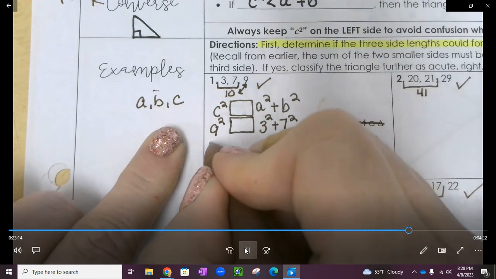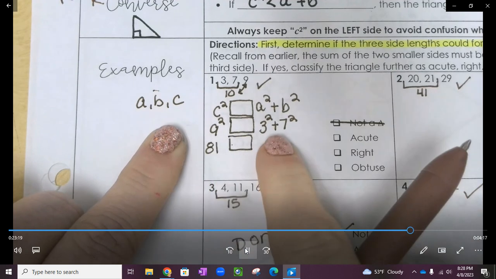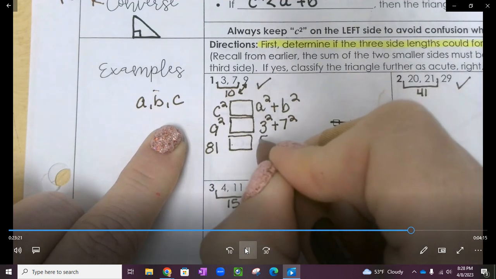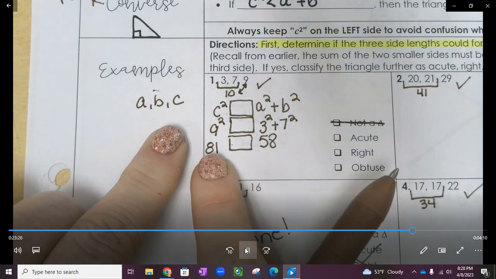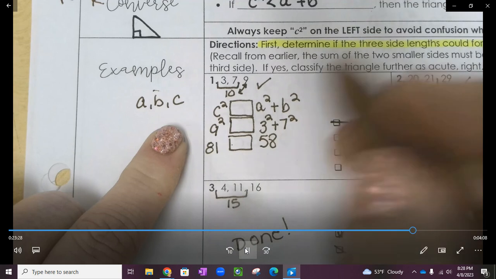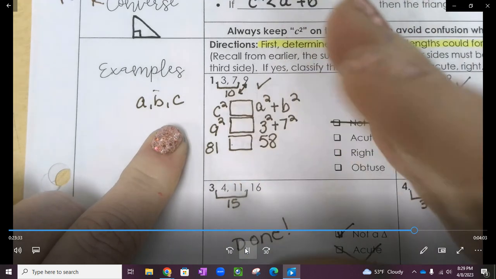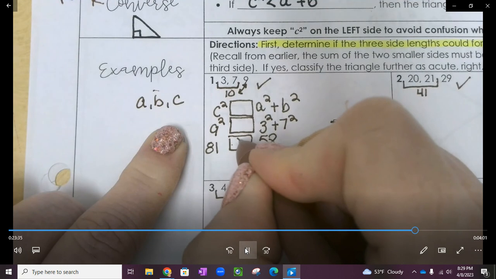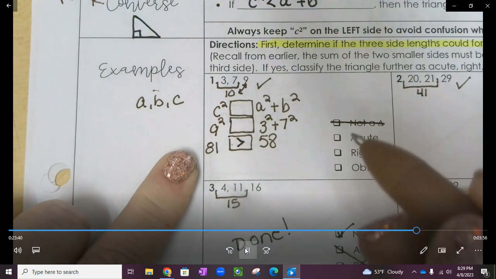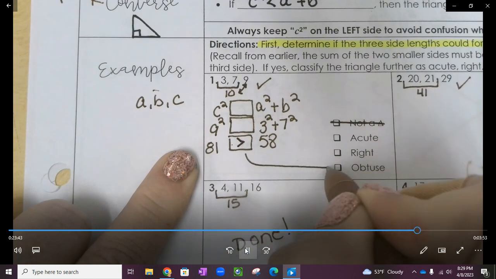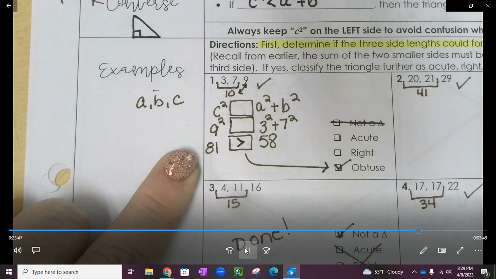For example, this is 81. And if you put this in your calculator, this gives you 58. Well, is 81 equal to 58? No. Is 81 bigger than 58? Remember, when you put the greater than or less than, it points to the smaller one. The Pac-Man mouth eats the bigger one. So 81 is greater than 58. Greater than gives us the obtuse answer, so that would be an obtuse triangle.